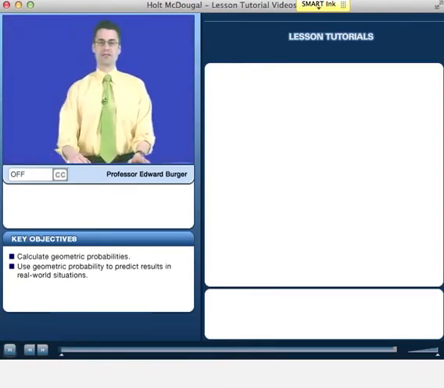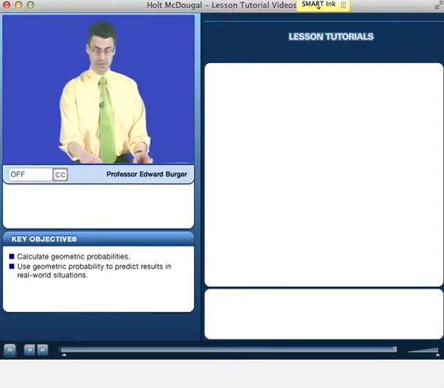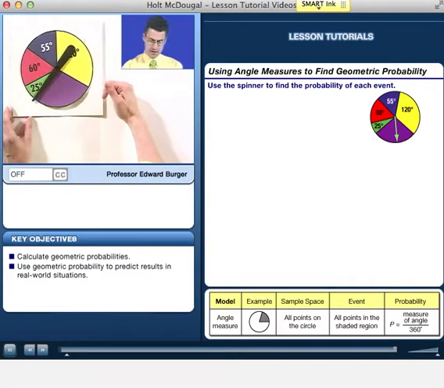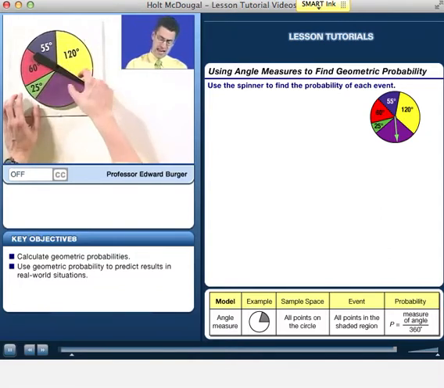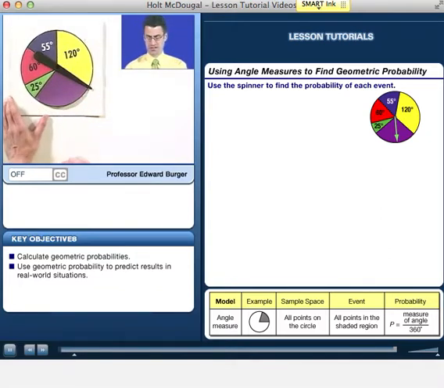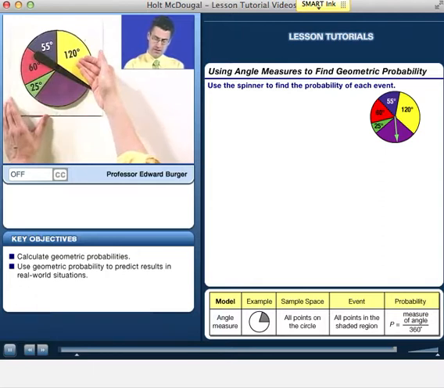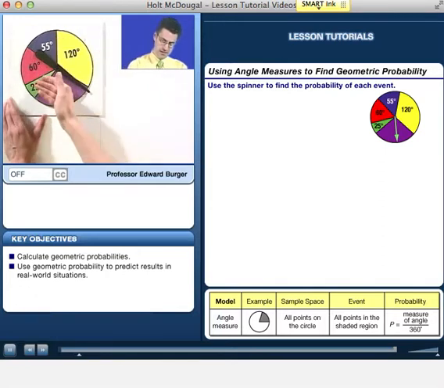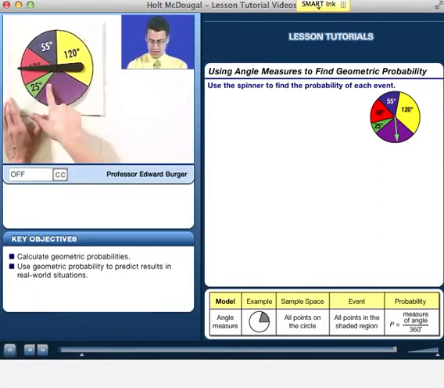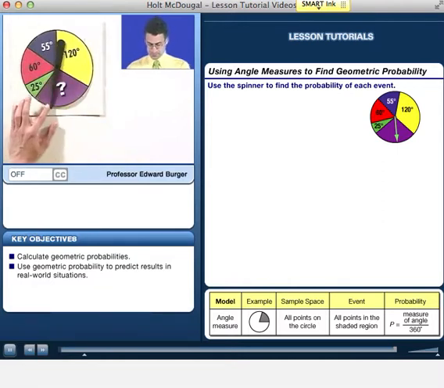Spinners are great because they remind me of playing games, and I love games. So you spin a spinner and you see where it lands. And here I have a spinner where I could see the angle made by the various colored sectors. So 120 degrees, 55 degrees, 60 degrees, 25 degrees. This one's actually mysterious purple.